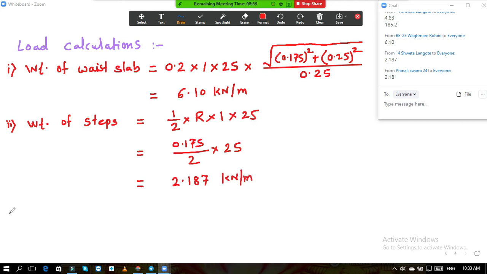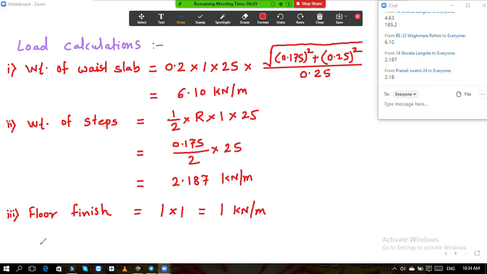Then third thing is we need to consider the floor finish in dead load. So here I will write floor finish, which is equal to, if it is given then it's okay, if it is not given, assume it 1 kilonewton per meter square, so it will be 1 into 1, so it is 1 kilonewton per meter. We will take this floor finish.